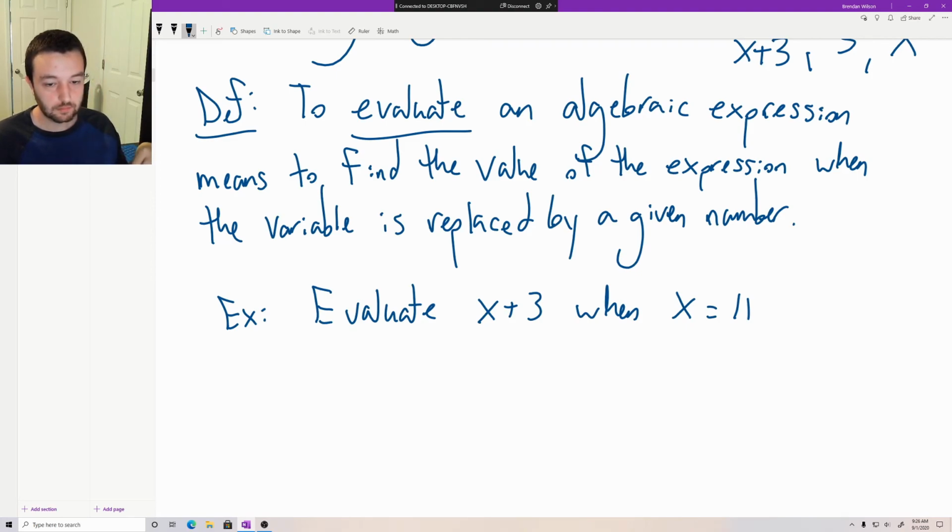So what we want to do is we just want to go over to the variable and replace it with whatever the given number is here. So in this case, x equals 11.